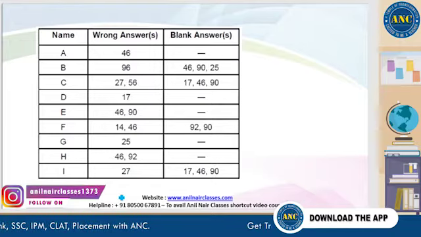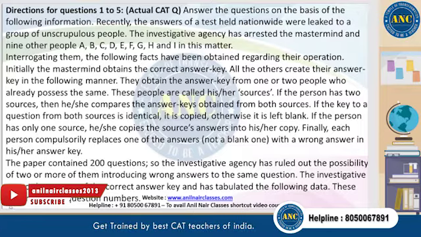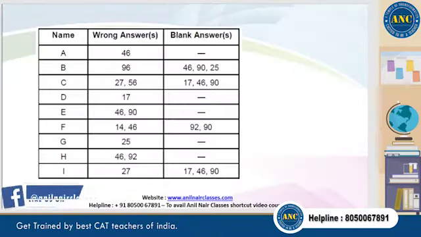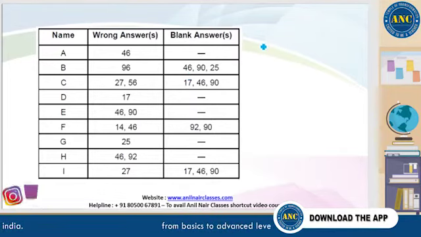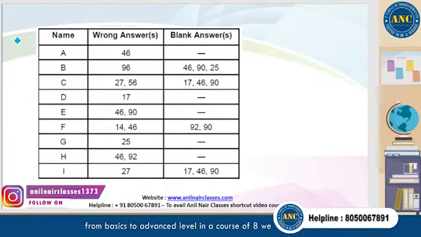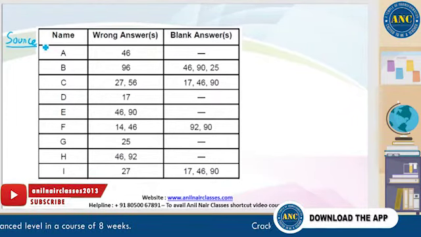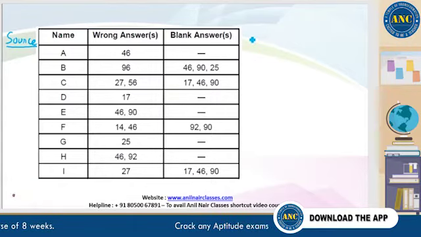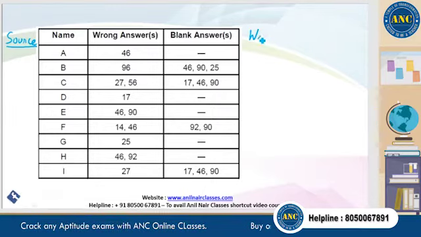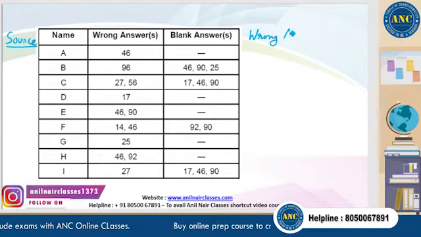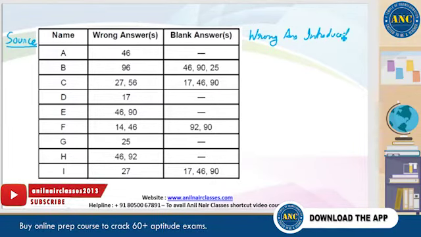Good. So what we shall do is let's read the entire data and we will understand. Okay, this table is clear, right? We have name of person, we have the wrong answers, we have the blank answer, right? So I would like to write the source of the person. That means the person from whom they copied, right? And the last part would be the wrong answer introduced. We'll understand that in a while, okay?